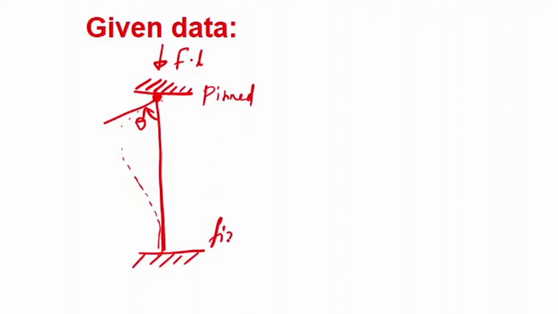So this is the factored load, and if you apply factored load, this column buckles like this. Now the rotation happens at this end. So this end is not restrained against rotation. It is only restrained against translation. That is the end condition.